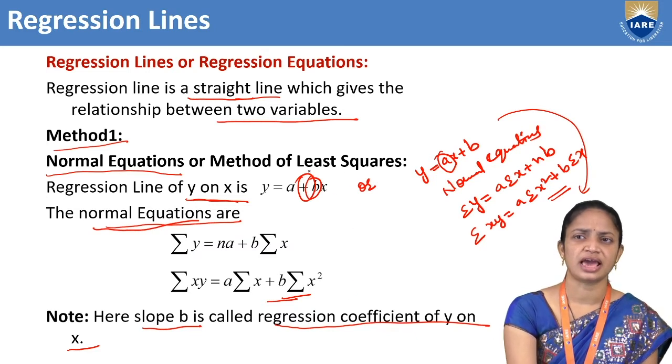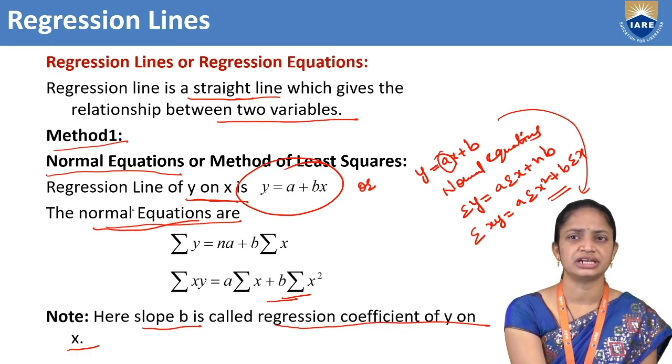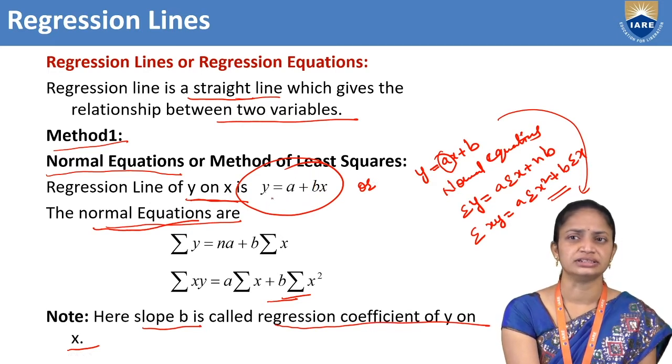But here I am following the straight line equation that will be the regression line of y on x, that is y equal to a plus bx. Here the normal equations are summation y equal to na plus b into summation x, and summation xy equal to a into summation x plus b into summation x square.